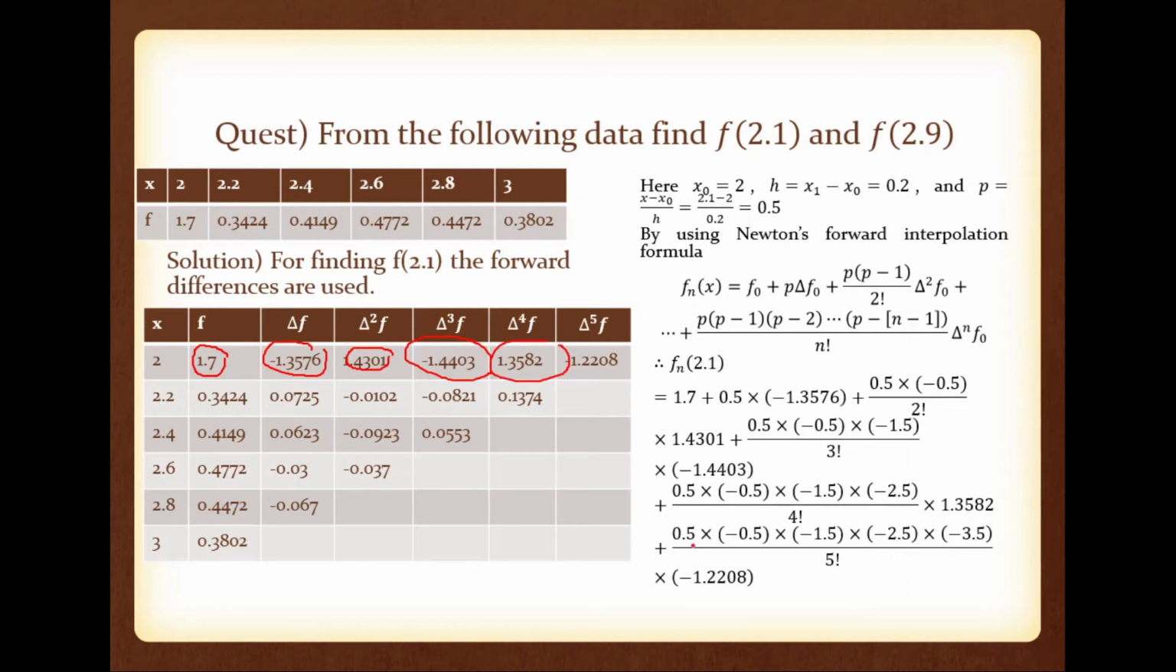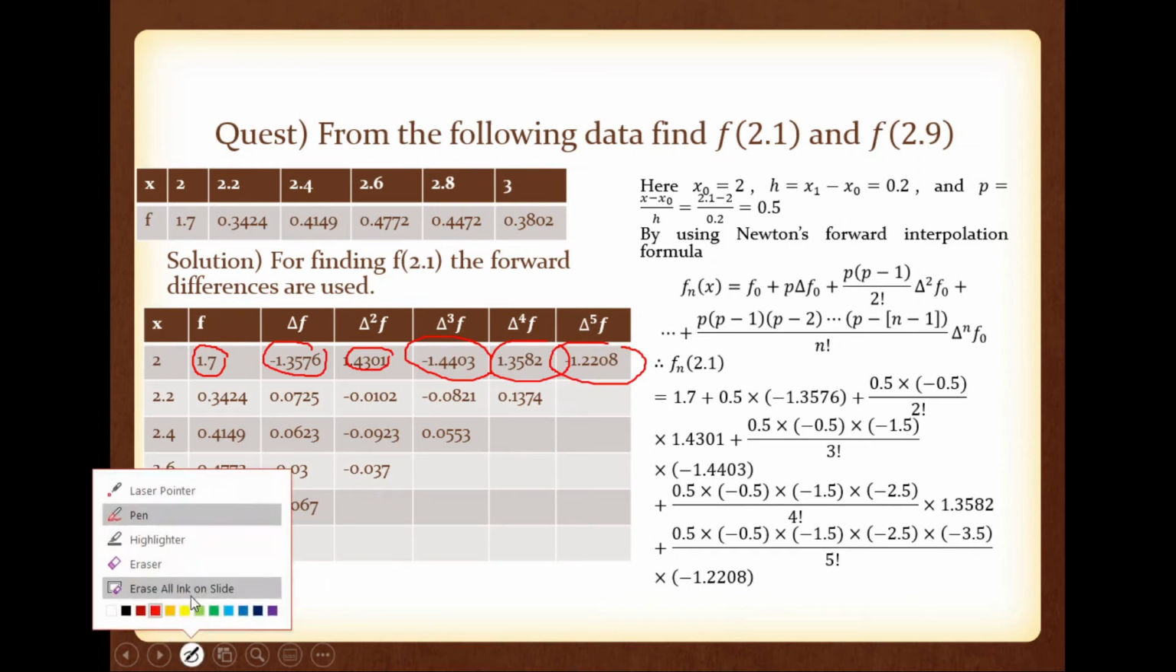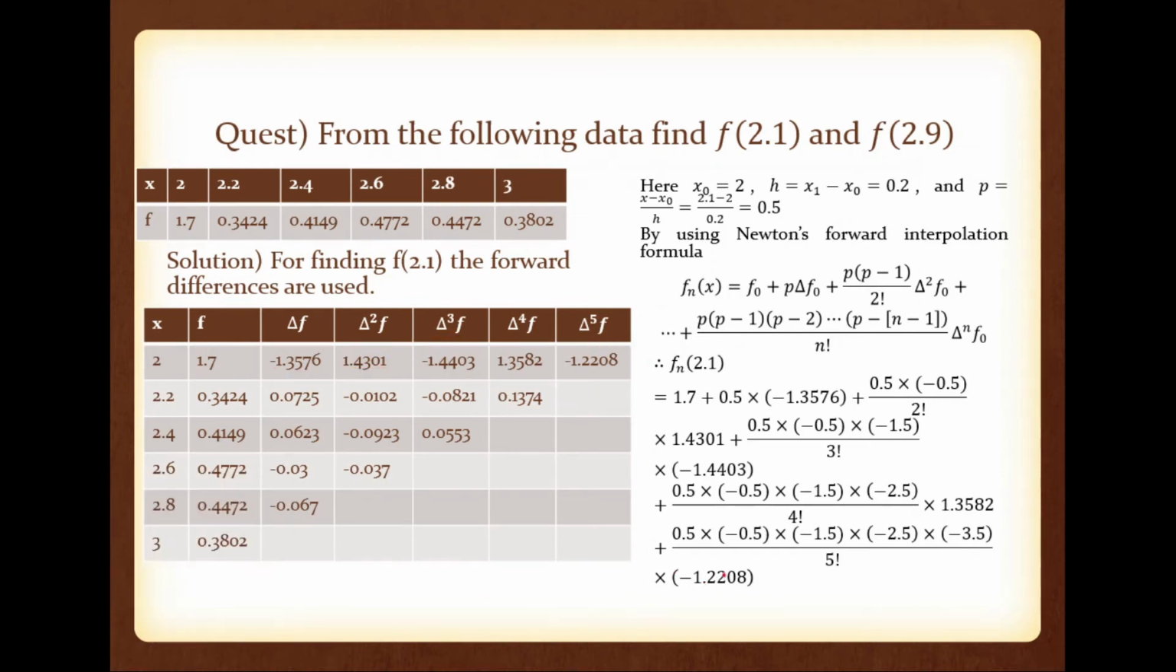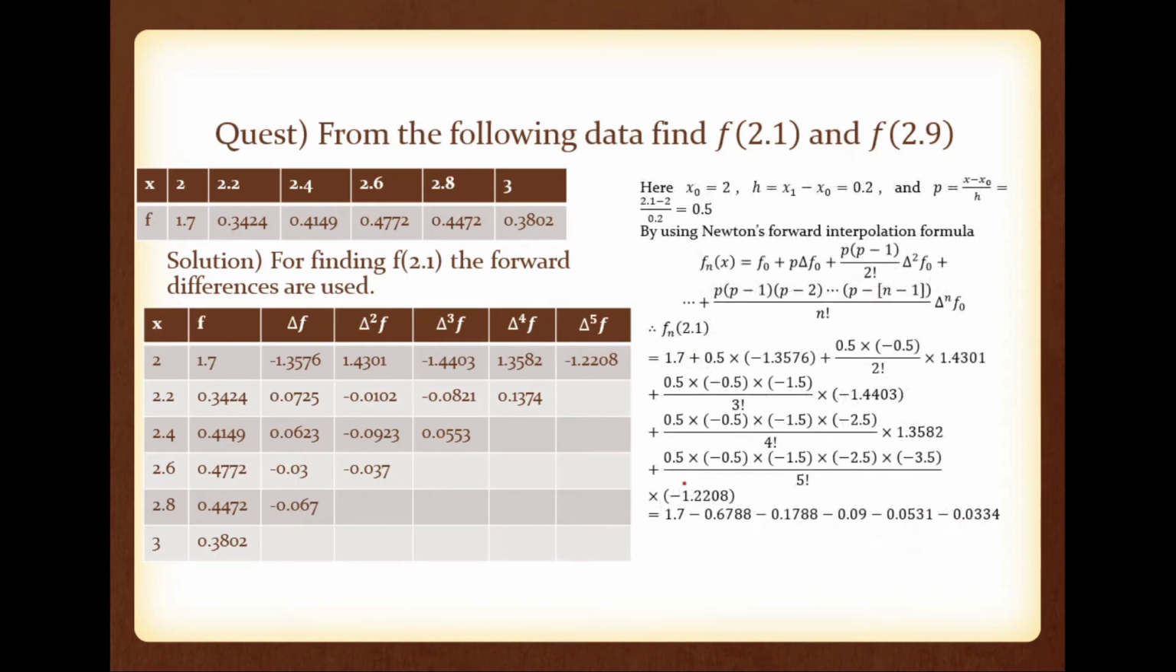1.3582, plus p into p minus 1 into p minus 2 into p minus 3 into p minus 4 divided by 5 factorial into delta raised to 5 f0, that is minus 1.2208. Okay. So this is equal to, the terms are 1.7, this is 1.7. This term is minus 0.6788. This term is minus 0.1788.